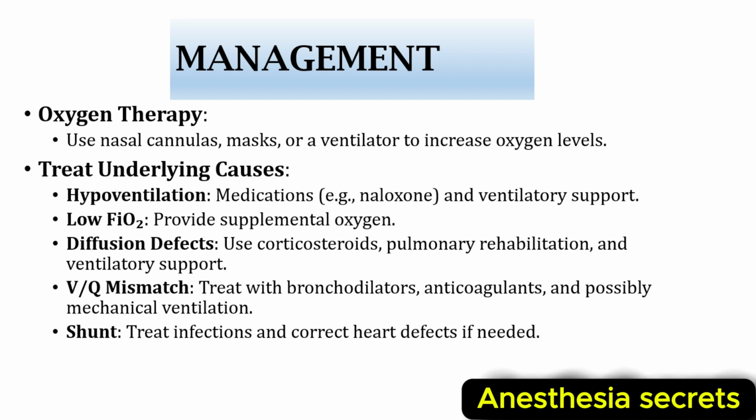For the ventilation and perfusion mismatch, like in pulmonary embolism, asthma, COPD, you treat with bronchodilators or anticoagulants and mechanical ventilation, of course. For the shunt, like ARDS, congenital heart defect, you treat the infection when it's the cause, or you correct the congenital defects and use mechanical ventilation.